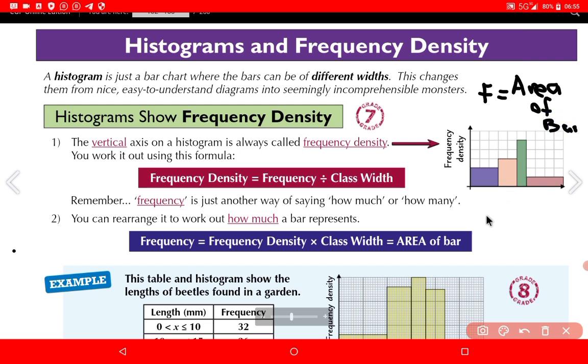We know the area formula for most of these shapes. They are rectangles, so area will just be length times breadth. Your length here is actually the frequency density, how long it is. I'll say FD, and your breadth here is simply the width of the class, so we'll say W. So this is what they've written here: FD times W, which is class width, is equal to the area of the bar. So that said, let's look at an example.